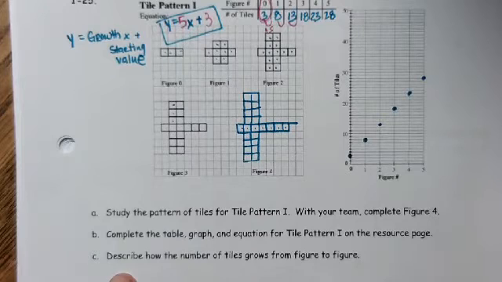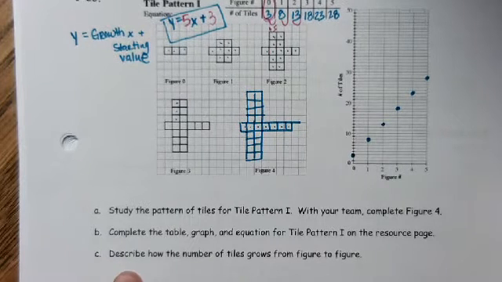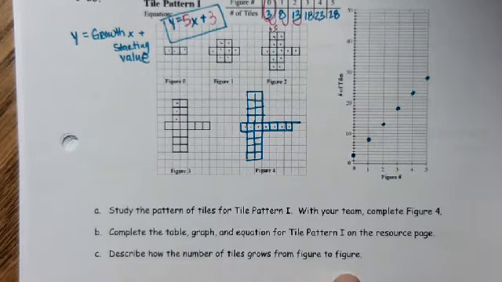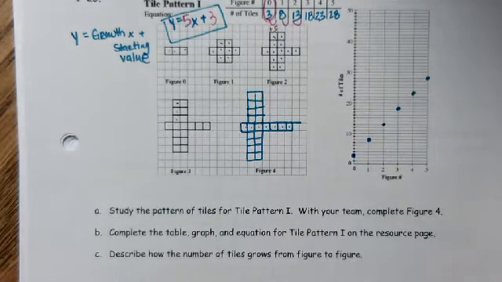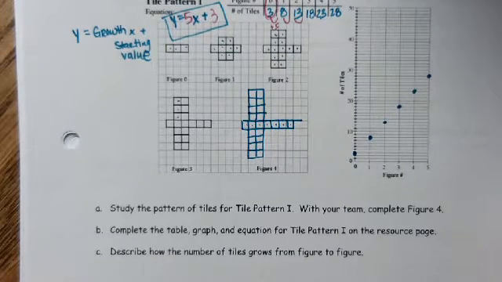Now, letter C is describe how the number of tiles grows from figure to figure. Now, one thing I do want to note about integrated 1 is you have to be very aware of what the question is asking you. So you need to go through this and actually read all the questions to make sure you're completing the problem how it wants you to complete it. Okay, so I did letter A, I studied the pattern. I did letter B, I completed the table, graph, equation for this tile pattern. Now I need to describe how the number of tiles grows from figure to figure.